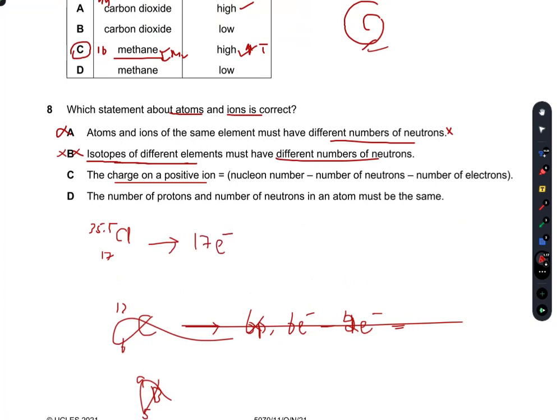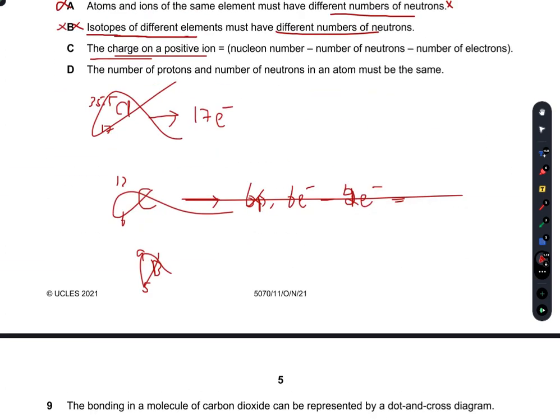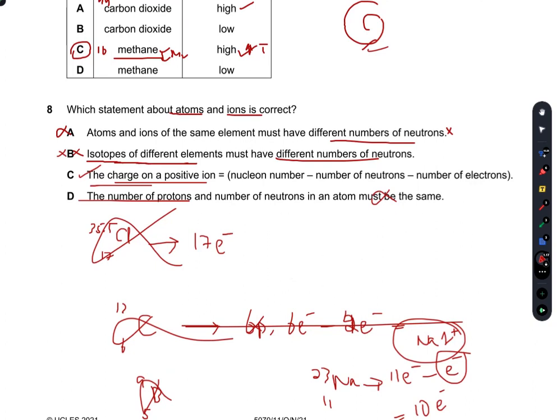And if the charge on a positive ion, chlorine forms a negative ion. What am I doing? Positive. We take sodium. Okay, so 11, 23, 11 electrons, and it loses one electron. So it will give us 10 electrons. So the charge on a positive ion is 1 positive for sodium. So C is true. The number of neutrons and the protons in an atom must be same. No, this is not same in all cases. So C is the right option.